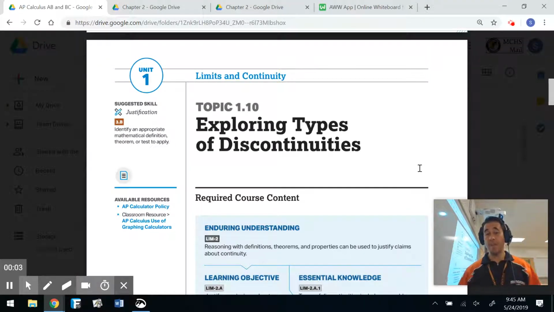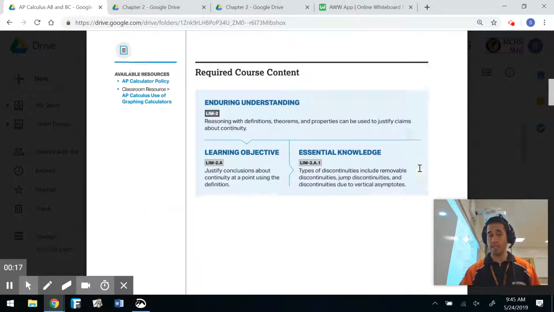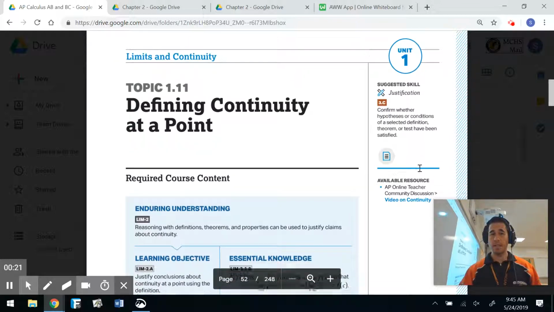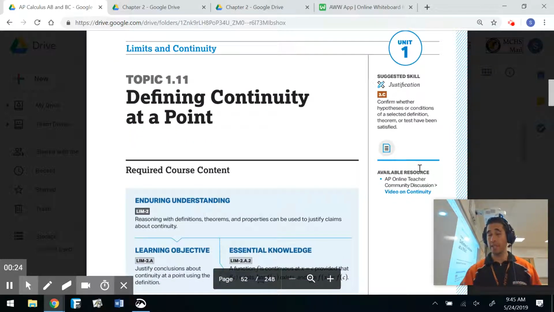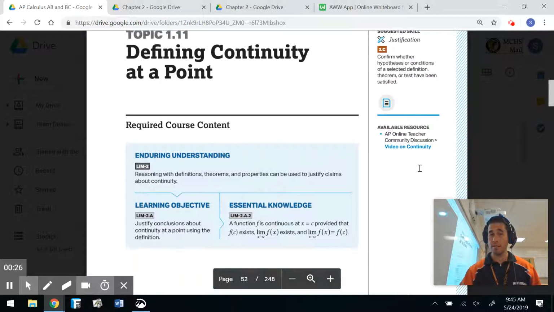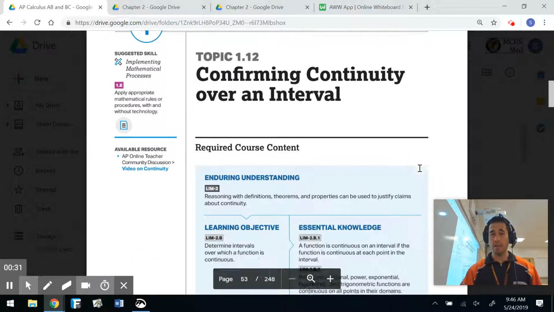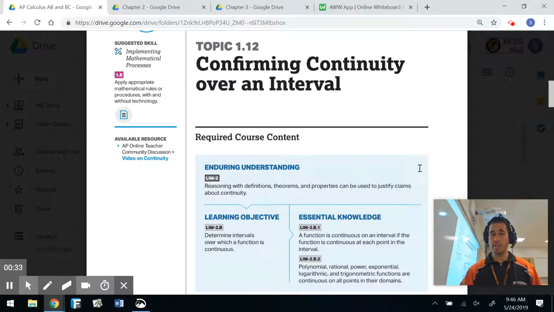Continuity, one of my favorite topics in AP Calc, and we get started right here in section 2.3 when we explore continuity. In terms of the AP exam, the topics that we are going to look at are 1.10, exploring types of discontinuities. There's your understanding, objective, and knowledge. Defining continuity at a specified point, understanding, objective, and knowledge. And I think we got one more here. Topic 1.12, which is confirming continuity over an interval.